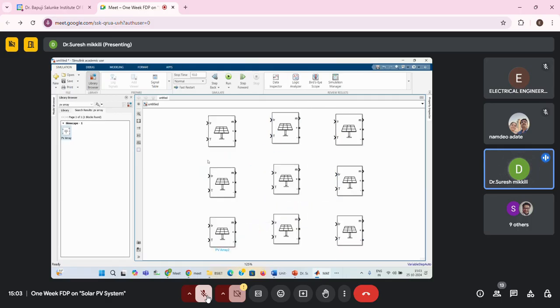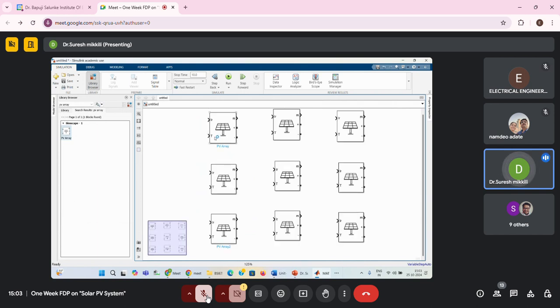Now next, what I need to do: IR is irradiance, T is temperature. So for temperature, I need to add a constant block. How much temperature do I need to set? What is the standard temperature for a PV panel?